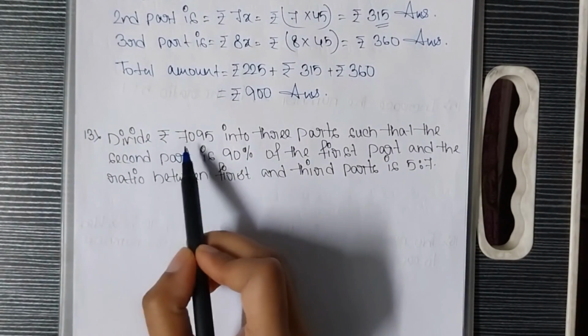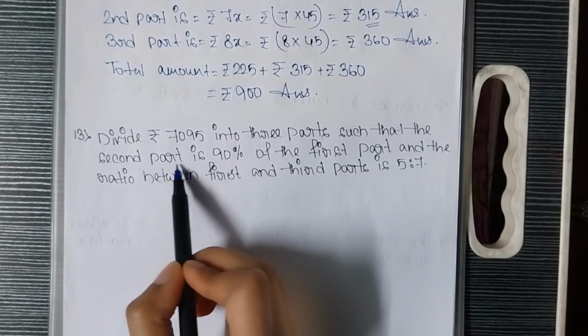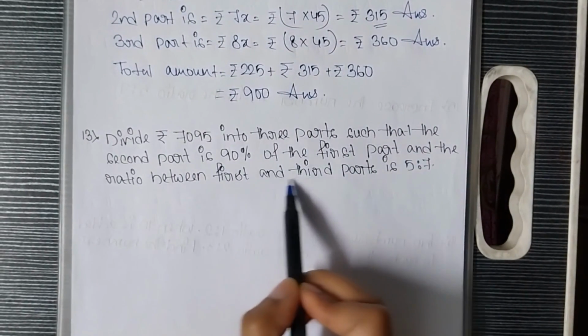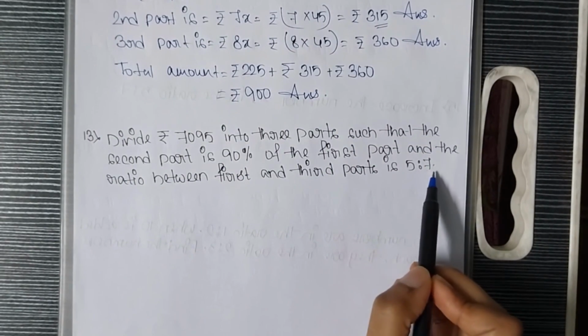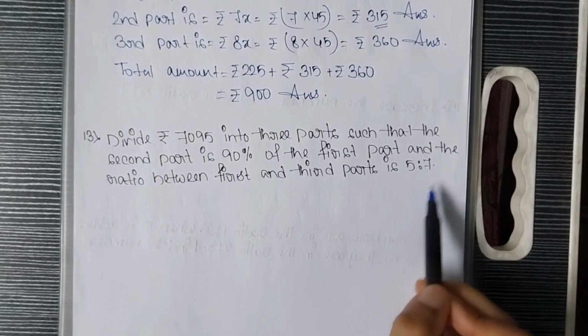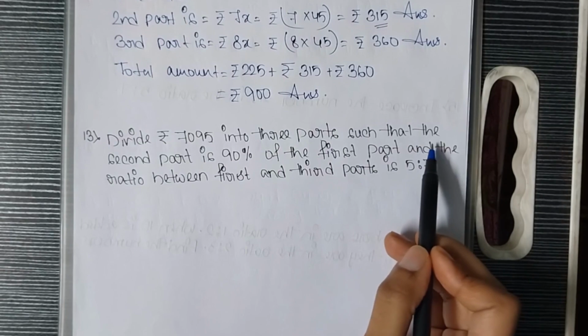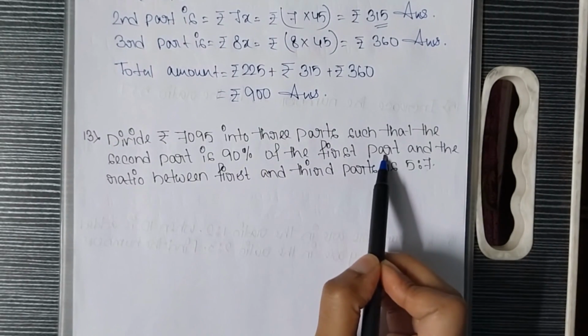Divide rupees 7095 into three parts such that the second part is 90% of the first part and the ratio between the first and third part is 5:7. So here the ratio of the first and third parts of the money is given, and it is also given that the second part is 90% of the first part.